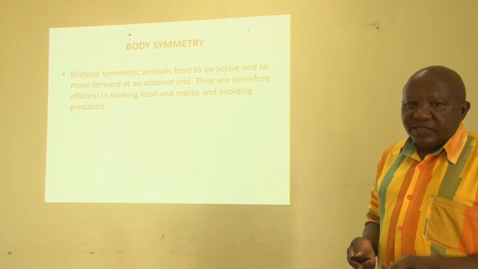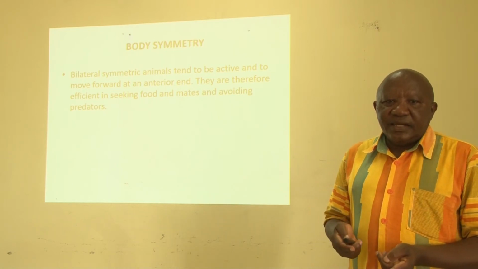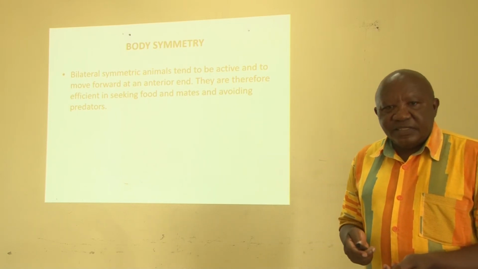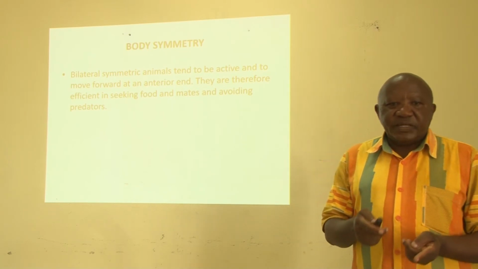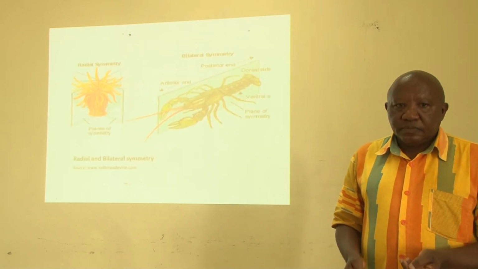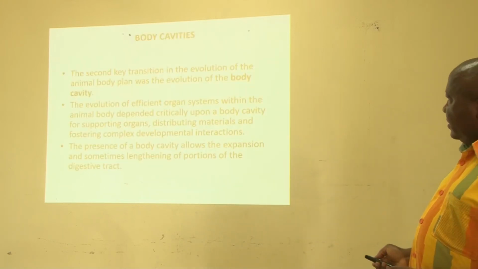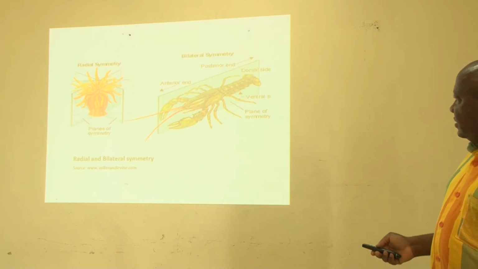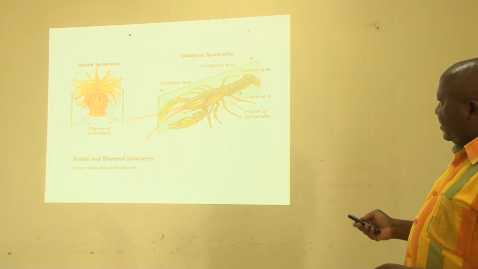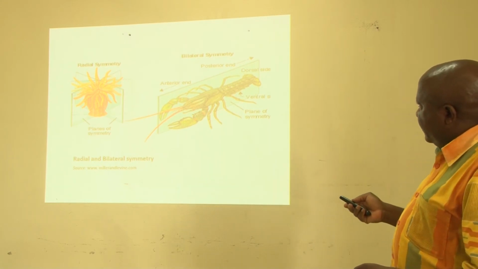Bilaterally symmetric animals tend to be active and to move forward with the anterior end leading. They are therefore efficient in seeking food, mates, and avoiding predators. These diagrams represent typical examples of a radial and a bilateral symmetry, so you can differentiate between radial and bilaterally symmetric animals.